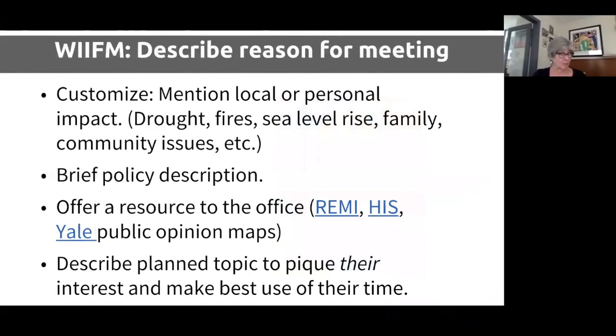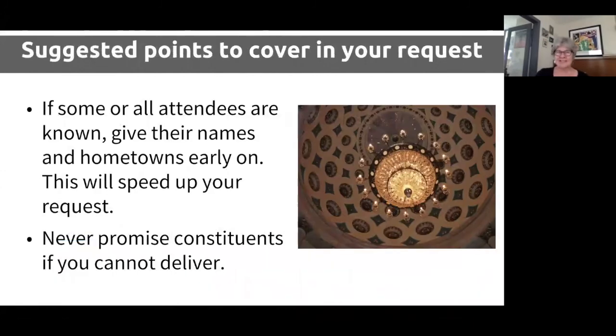You want to maybe give a brief one-sentence or two-sentence description of our policy to remind them of carbon fee and dividend. If you're going to have a resource such as our Regional Economic Modeling Report, the HIS Household Impact Report, or the Yale Public Opinion Maps, mention that. And describe the agenda or the topic you'd like to discuss in a way that interests them. If you know the attendees already, definitely mention them. This will move your request along.